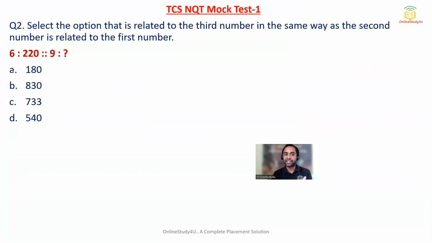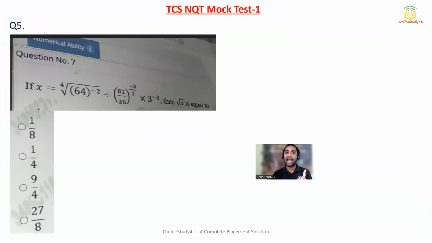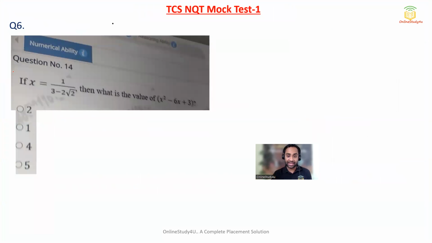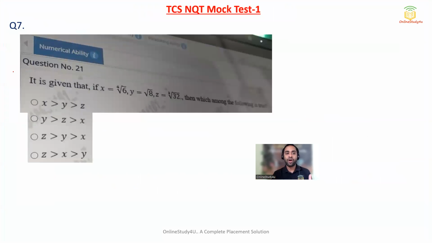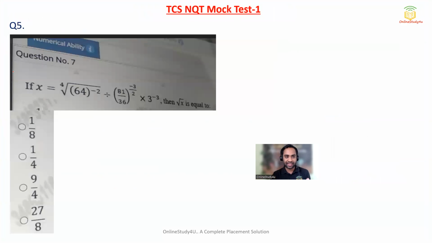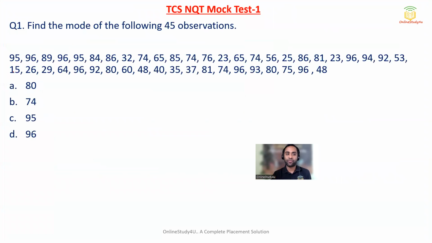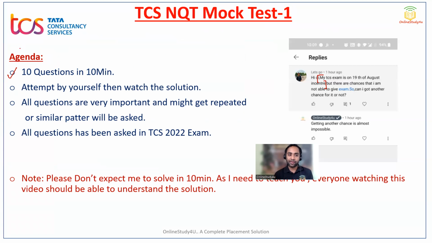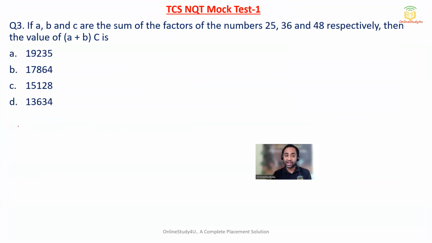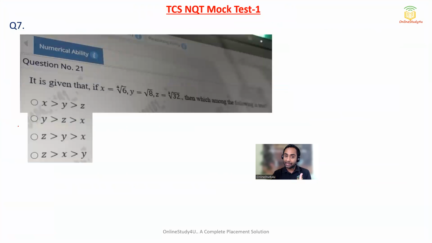Now, all the questions have been asked in the TCS examination and are very important. Even you might find some questions repeated, or a similar pattern of question, in the examination. So please solve and attempt all the questions. First try to attempt it by yourself and only then watch the solution. All questions are very important and might get repeated, or similar pattern questions will be asked in your examination. All questions have been asked in the TCS 2022 exam. You might have seen this kind of question coming in the examination repeatedly, right?